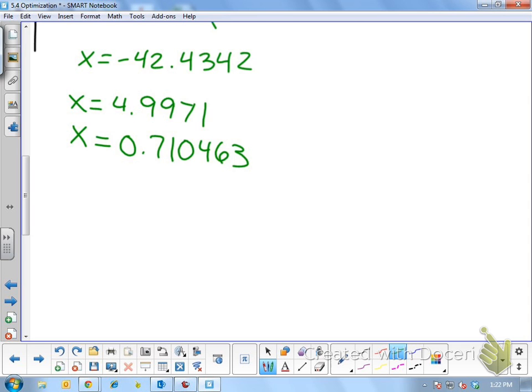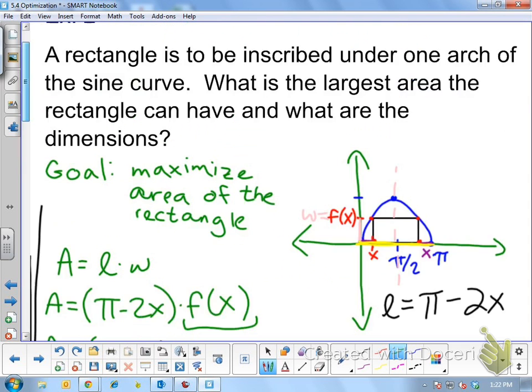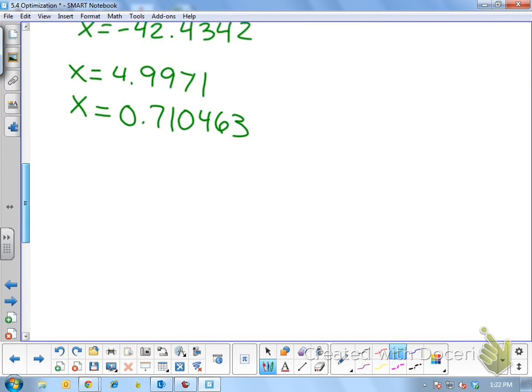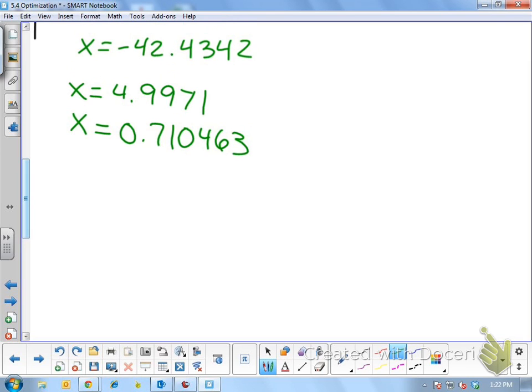I need to go back to the question, sorry, to make sure we're answering everything. What is the largest area? Okay. And what are the dimensions? So that's not even one of the dimensions. That's just the piece on the graph that we had to get rid of. And we still should check that it's a maximum. Yes, we can probably assume it's a maximum because that's the question we're working with.